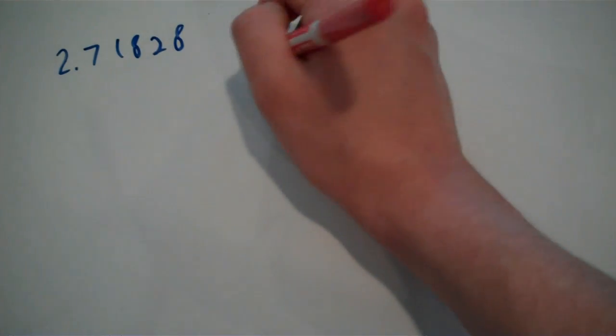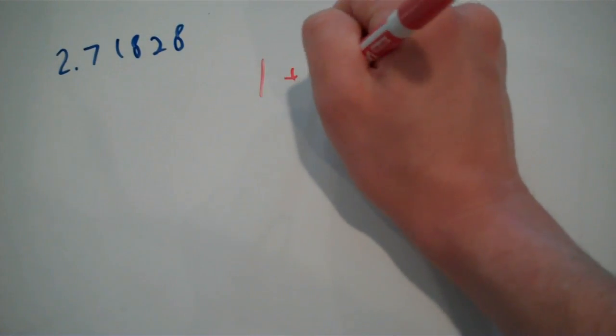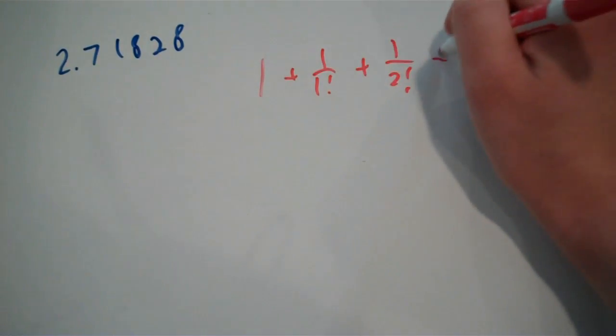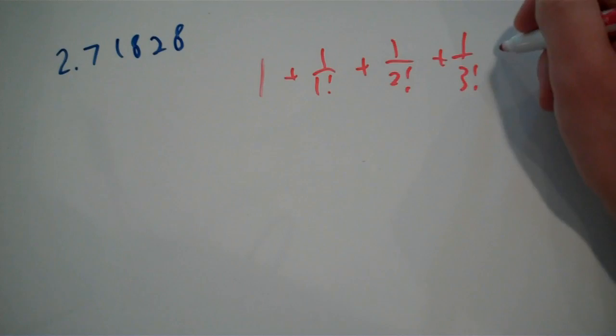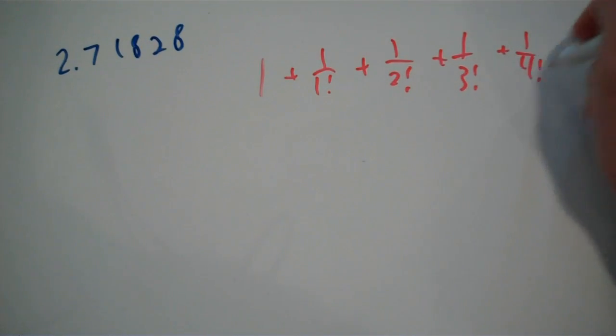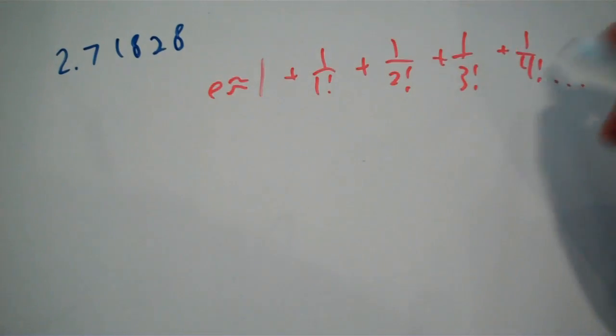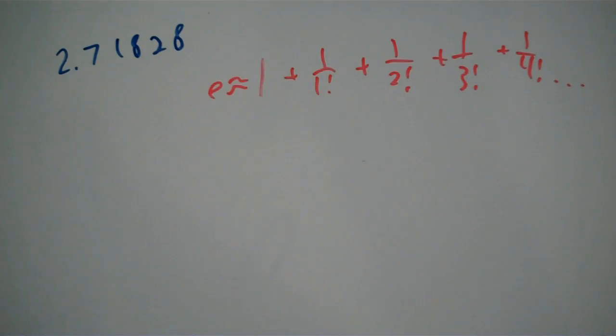Another approximation of e is if we take 1 plus 1 over 1 factorial, plus 1 over 2 factorial, plus 1 over 3 factorial, plus 1 over 4 factorial, and just kind of continue that on. And the more of these fractions we have, the closer we'll get to e.